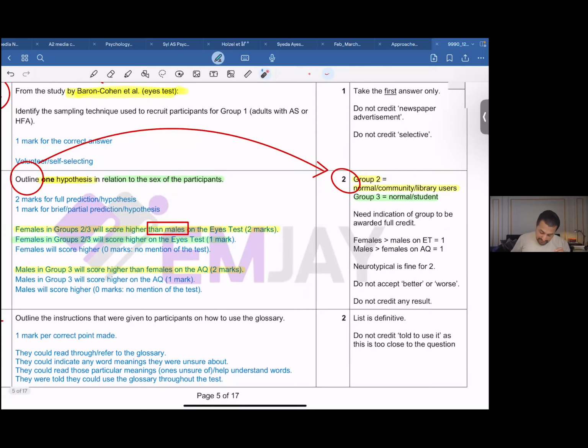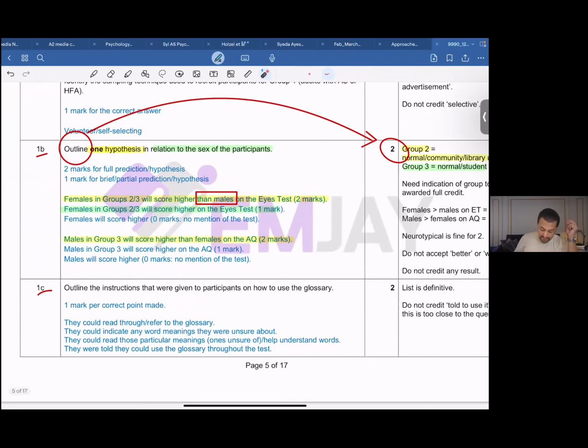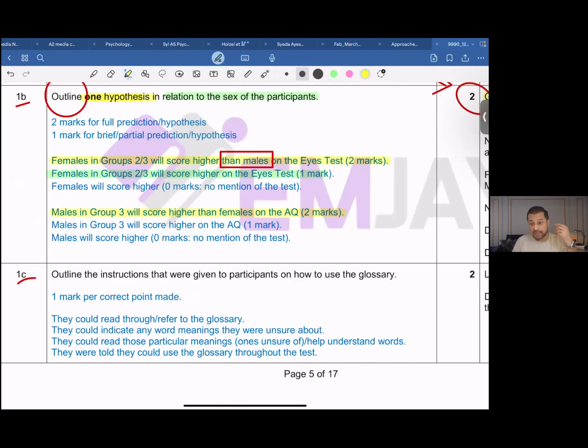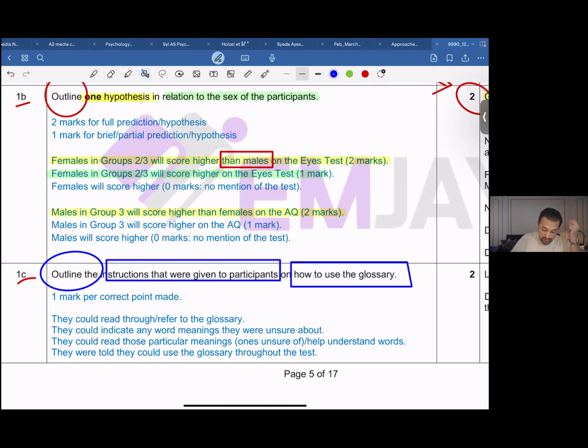Now, taking this ahead, the third question over here, the third part of question 1, says: outline the instructions that were given to participants on how to use the glossary, right? Now, again, I read the question, I understood the question. The question is demanding me to outline something. Outline what? Outline the instructions that were given to participants as to how they're supposed to use a glossary, right? So I have been asked to outline.